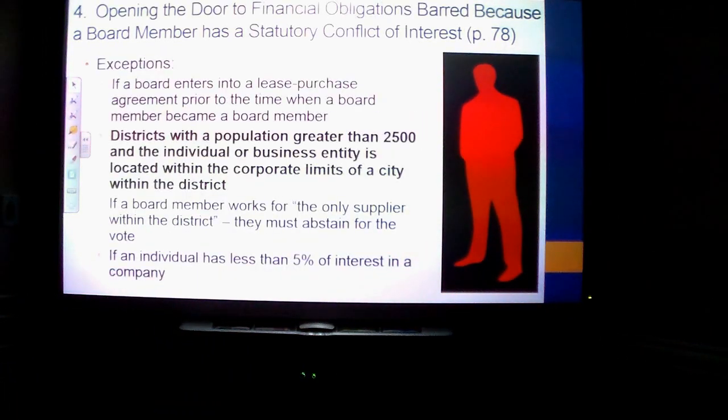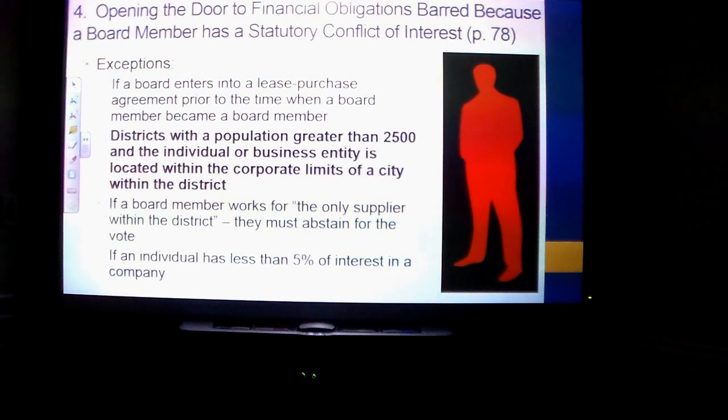So, some more exceptions. And I bolded the one that matters the most. First, if a board enters into a lease purchase agreement prior to the time when a board member became a board member, then the district must honor it. If the district has a population greater than 2,500 and the individual or business entity is located within the corporate limits of the district. So that one, if you have a population and then the individual is in the corporate limits of the city within the district, that can cause a problem because then is the district contributing to the community tax base, and what does that look like?